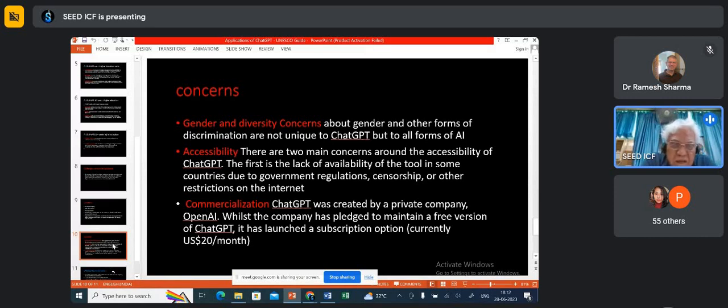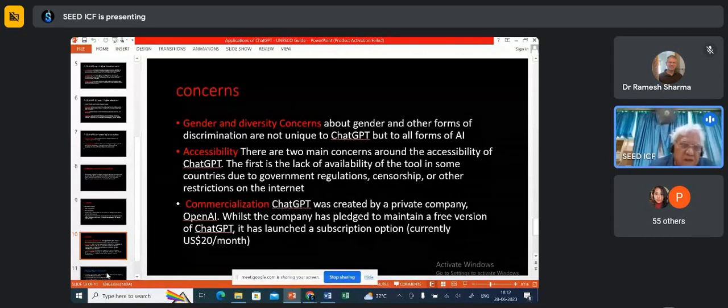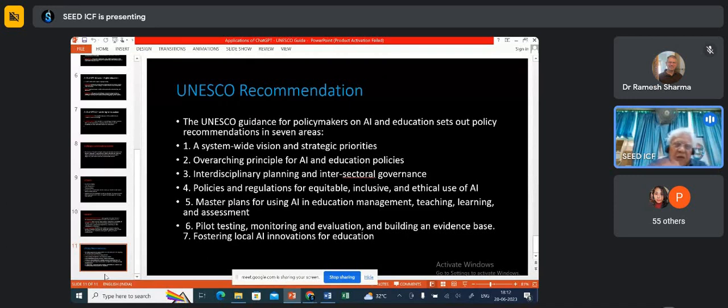And a private company, what will a company be placed to do, maintain the free version of ChatGPT? It has launched a subscription, so using ChatGPT may become costly. And if it is costly, then some people will be able to use it, other people may not. Now Google is free, so everybody is using Google.